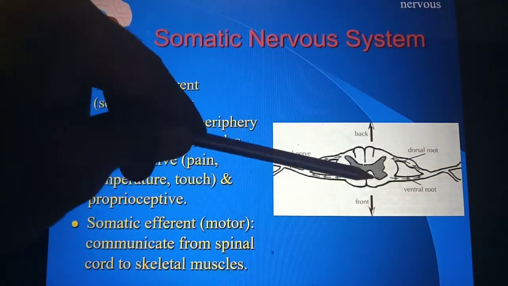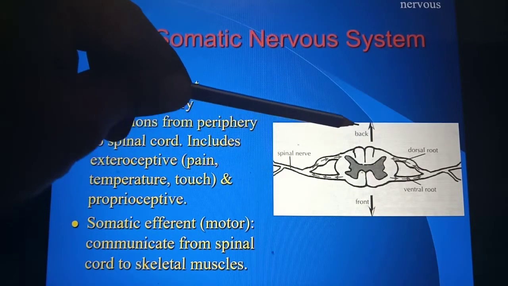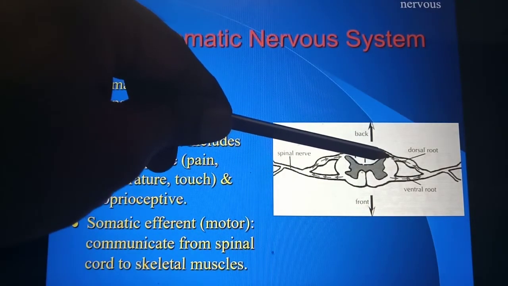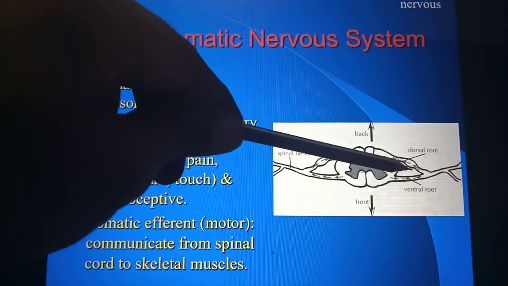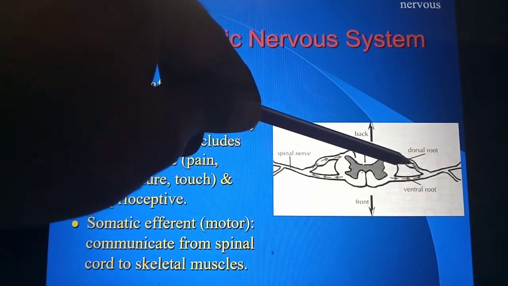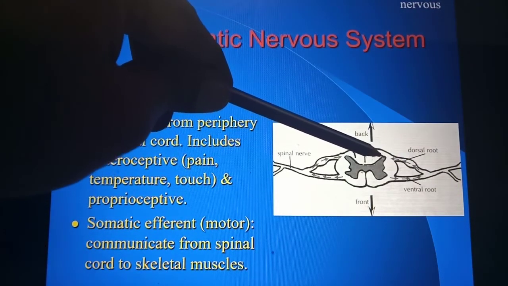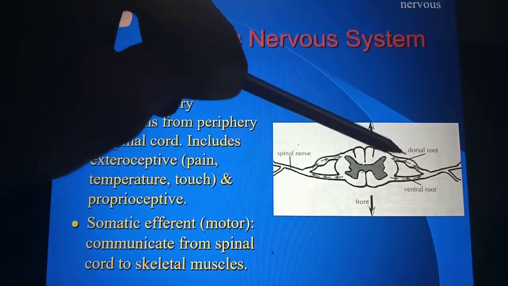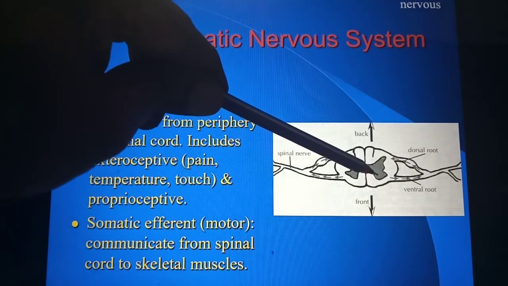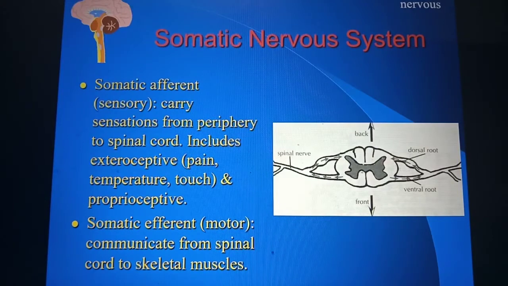In this picture you can see the cross section of the spinal cord. This is the front, this is the back. Back means dorsal nerve, front means ventral nerve or anterior. In the posterior horn cell, the information comes from the periphery, goes to the spinal cord, and goes to the brain. And at the anterior horn cell, the information comes from the brain to the horn cell, and then it goes to the muscles.